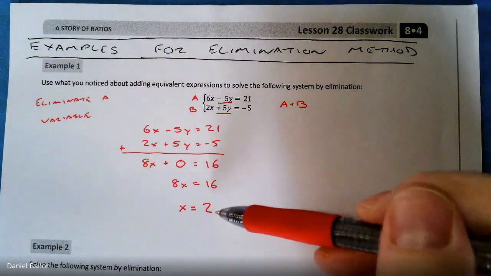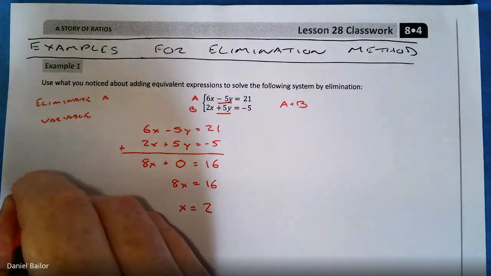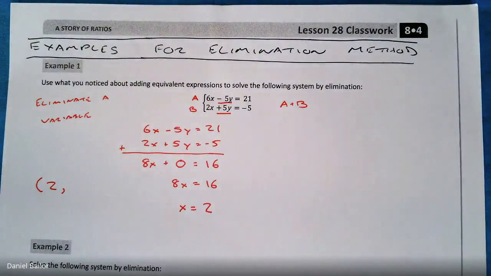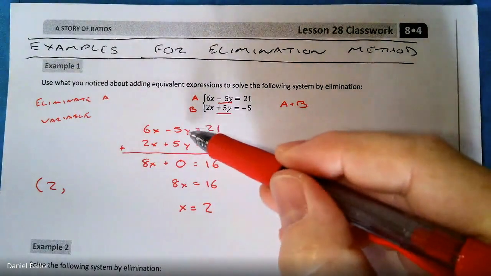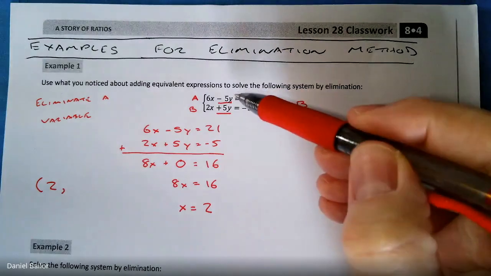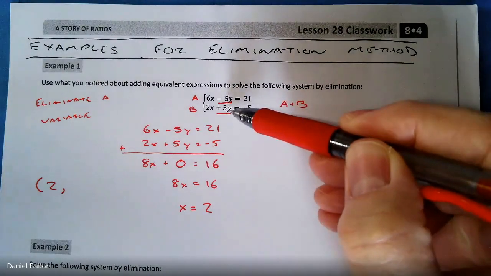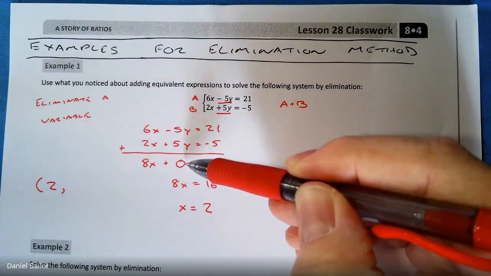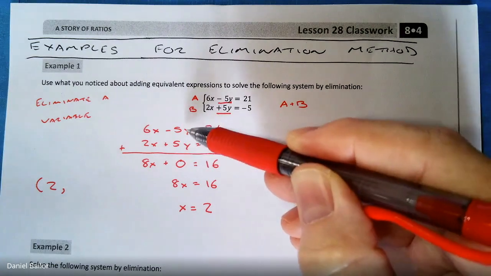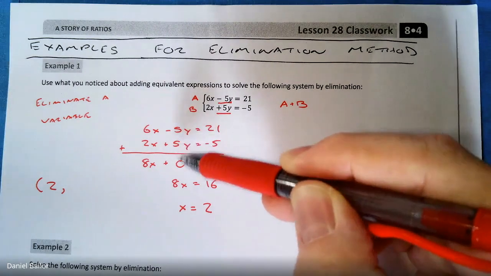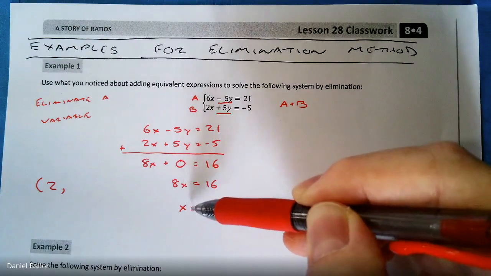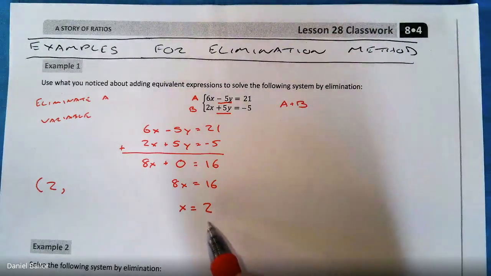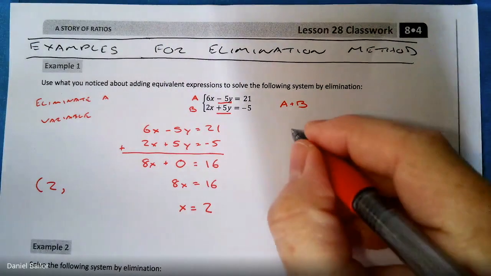So I found x. I found the first part of my coordinates. X is 2. And I did that by eliminating the y. I saw that equation A and equation B had opposite terms that can be eliminated. If I add them together, I eliminate the y terms, I keep the x terms, and I solve for x. But to finish my answer, I need to take this x and put it back in one of the equations.